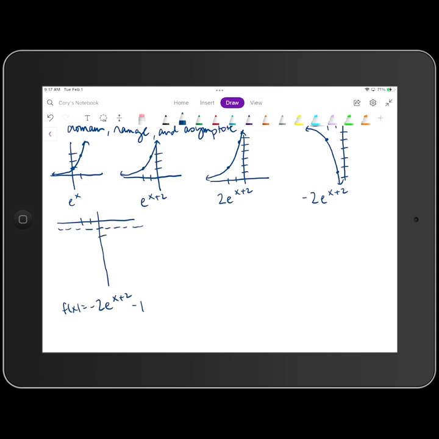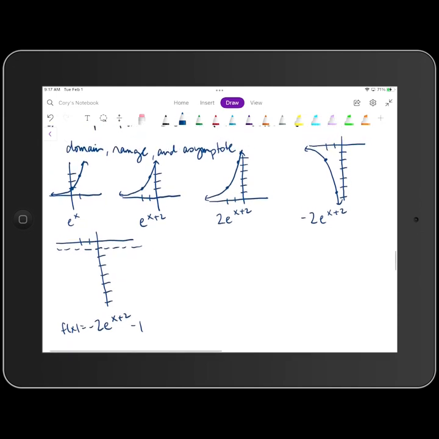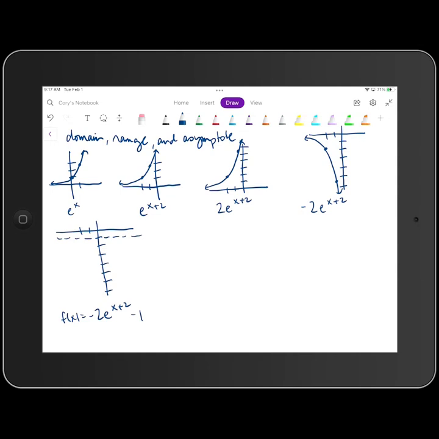And then we're going to take the 2 points on our graph and shift them down 1 unit. So the first point that was at (-2, -2) is now at (-2, -3). And the point that was at (-1, -5.4) is now at (-1, -6.4). Okay, so we're going to connect those points like so.